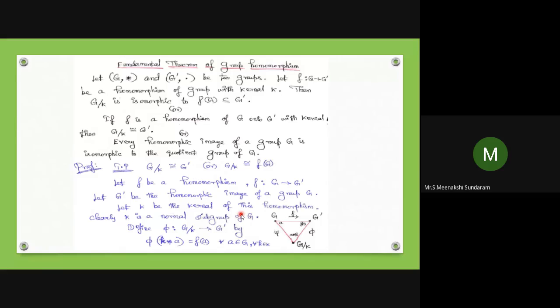Already we have proved the theorem: K is a kernel of the homomorphism, then K is a normal subgroup of G. Last class we proved the theorem that K is the normal subgroup of G. First we would have proved that it is a subgroup: take two elements in K, then A star B inverse belongs to H.